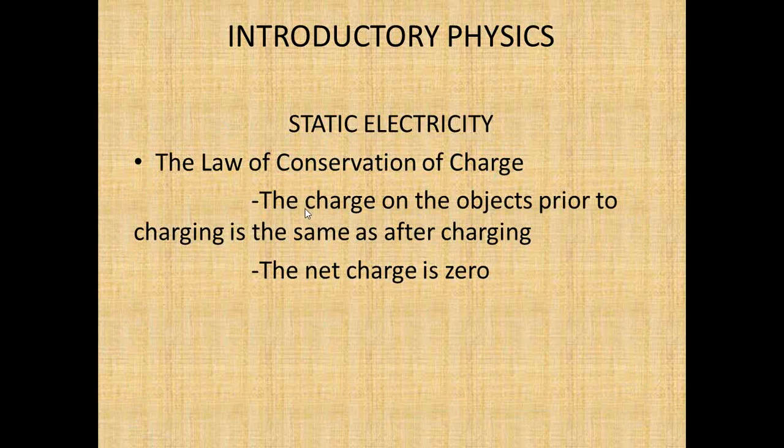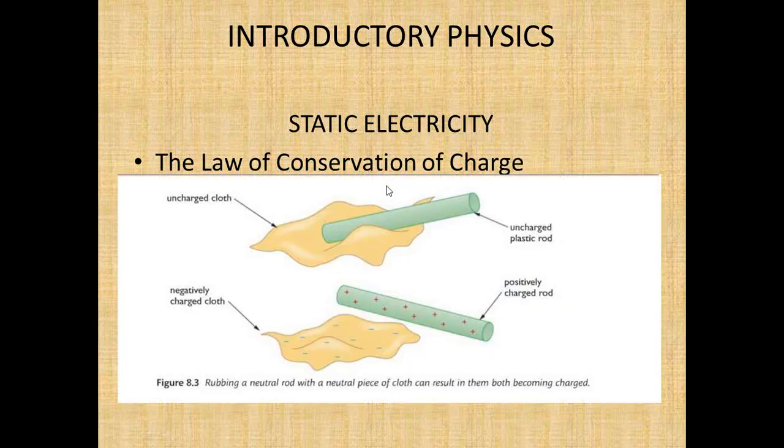So when we take two neutral objects and we rub them together, the charge on the objects prior to charging is zero, because they're neutral objects. And then after charging, the positive is going to equal the negative, so when they come together, the net charge is zero. So that's the law of conservation of charge. And again, you have two neutral objects. The charge before, because they're neutral, they're not charged. So the charge before is zero.